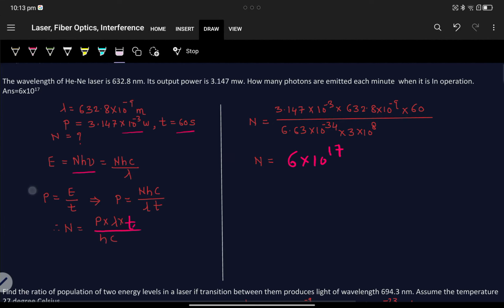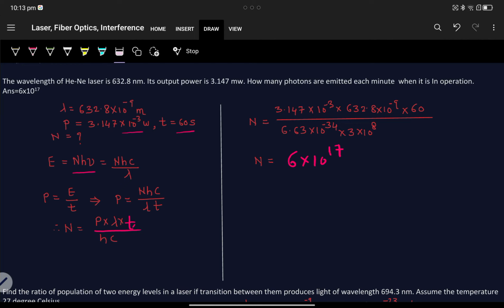We'll solve a few questions. First, we'll solve the question based on the laser. You can see on your screen there is a question given. The wavelength of the laser source is given, and the output power is also given. We need to find the photons emitted in 1 minute when it is in operation.